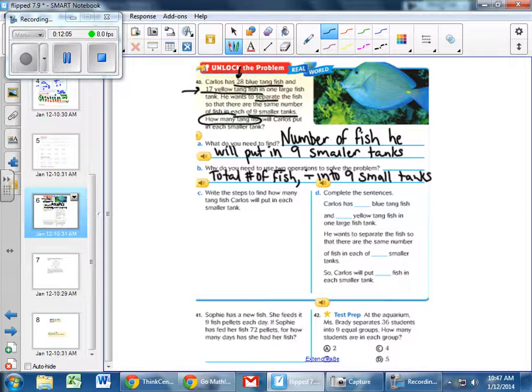I like that. They made you explain the 2 steps. Okay? Write the steps to find out how many tang fish Carlos will put in each smaller tank. So first we're going to add the blue tang, which was 28, and the yellow tang, which was 17. We're going to add those together to find out the total number. So we have 8 plus 7 is 15. Carry my 1. 1 plus 2 is 3, plus 1 is 4.